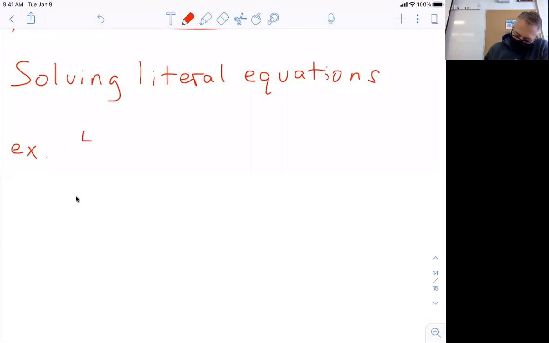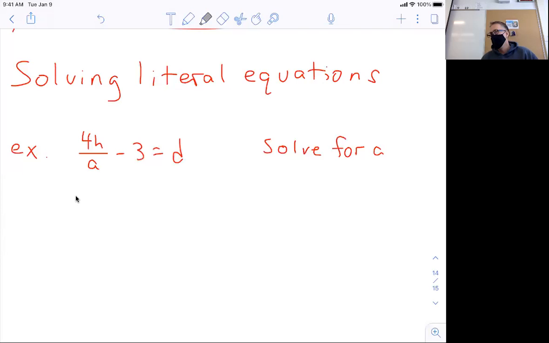Let's say we had something like 4h over a minus 3 is equal to d. And h and a and d could mean anything. It's just some sort of relation. But it right now is solved for d, and let's say we wanted to solve for a. So it's just using our regular rules of algebra, but I've got to get this guy by itself.